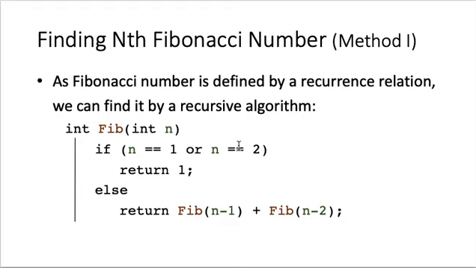Otherwise, which is not these 2 cases, we assume that n is always a positive integer. So if it is not these 2 cases, then we will just find out what is the value of f of n-1 and what is the value of f of n-2, and then we sum them up.